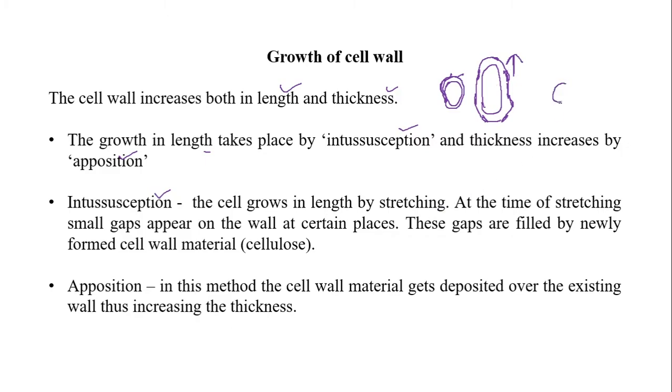If the cell wall has to increase in thickness, there is already a cell wall on the outer surface of the cell. Cell wall material starts depositing on the existing wall, which results in an increase in thickness of the cell wall. Like we have a primary wall in all the cells, but if secondary wall gets deposited, the thickness increases. Secondary wall layers get deposited. As the cell matures, the wall layers keep on increasing in thickness.